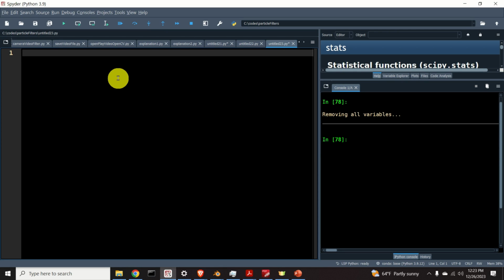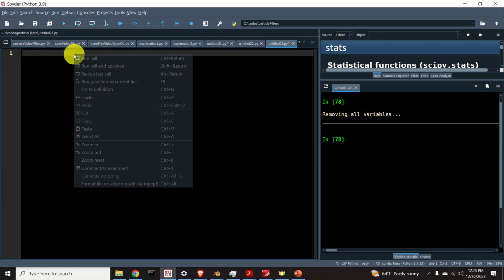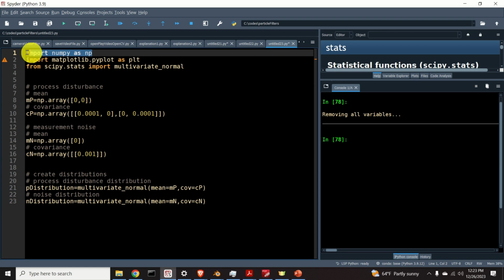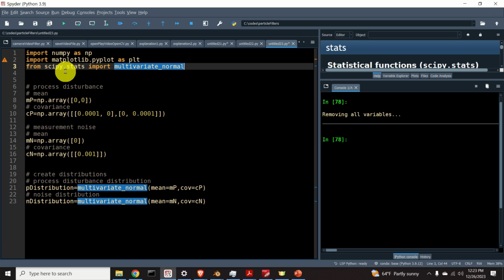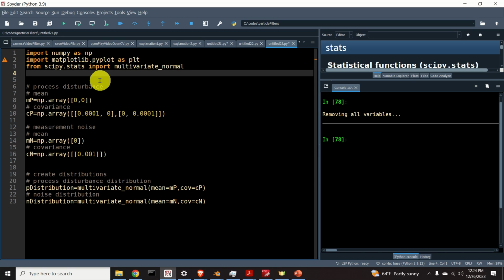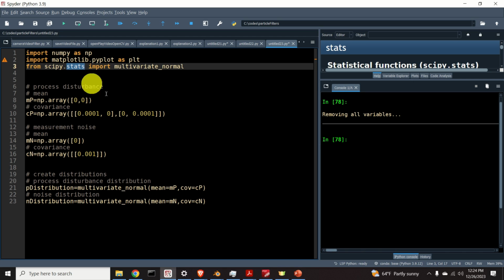Next, we explain how to simulate the stochastic state space model in Python. The first step is to import the necessary libraries. First of all, we need the NumPy library, then we need the plotting function, and finally, from SciPy.stats, we need to import multivariate normal. The SciPy library has a module called stats, and this module contains a number of useful functions for simulating stochastic processes. In this tutorial, we use this function multivariate normal to create and to draw samples from multivariate normal distributions.